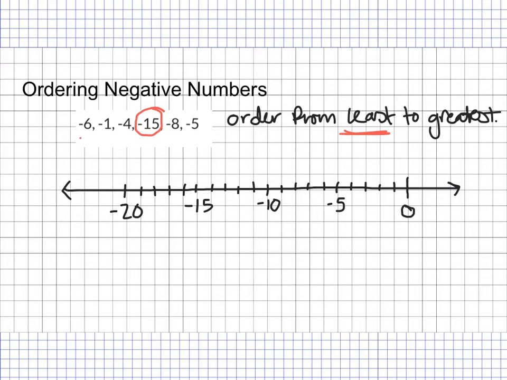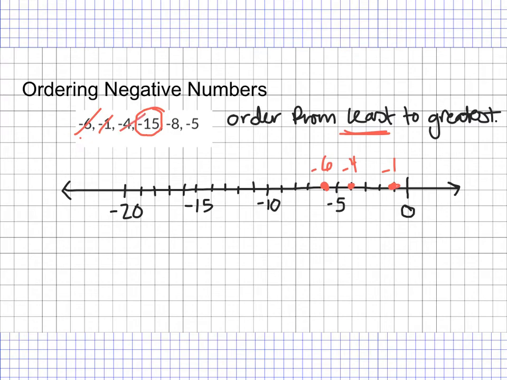So I'll start with negative 6. Well, if this is negative 5, then negative 6 is one below it, because negative 6 is between negative 5 and negative 10. Then let's do negative 1. That's just one below 0. Negative 4. Well, that's on the other side of negative 5, so that's got to be right there. That also should make sense because 4 is between 5 and 0.